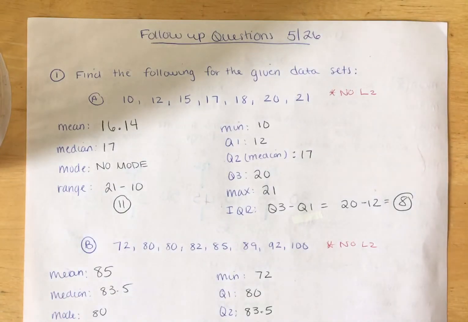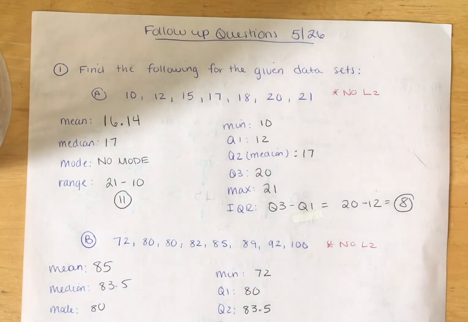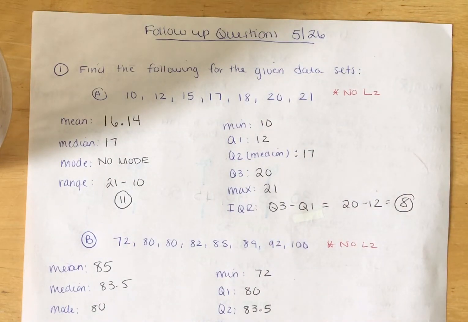Hi guys, I just wanted to go over the answers to the follow-up questions from 526 from May 26th. So my answers are going to be in black. Make sure that your numbers match mine. And I'm just going to point out a couple of common mistakes, okay?